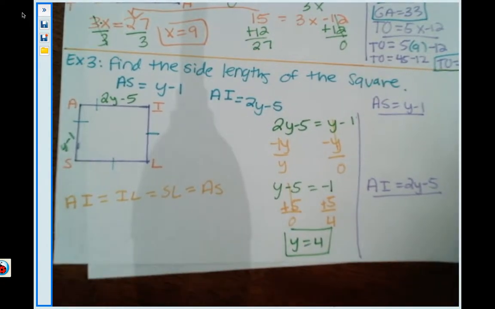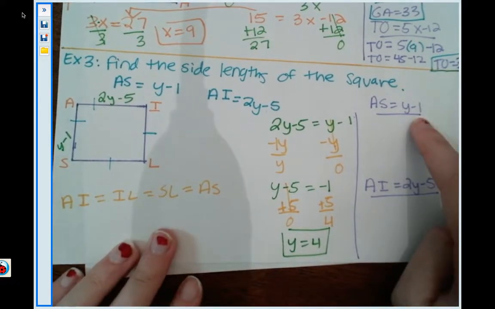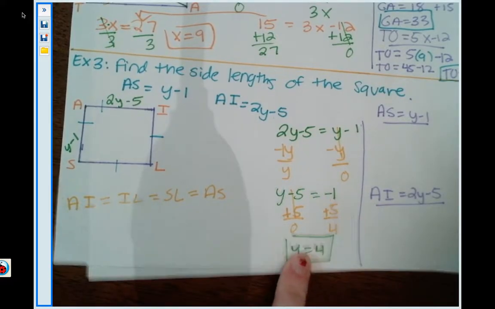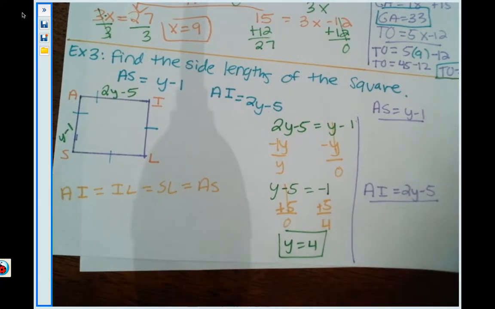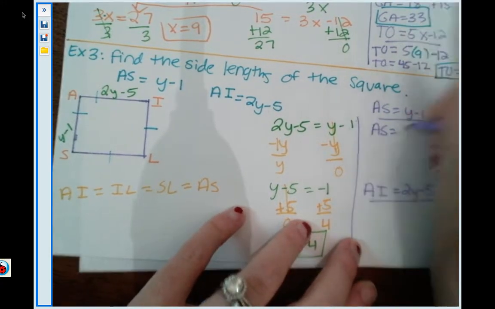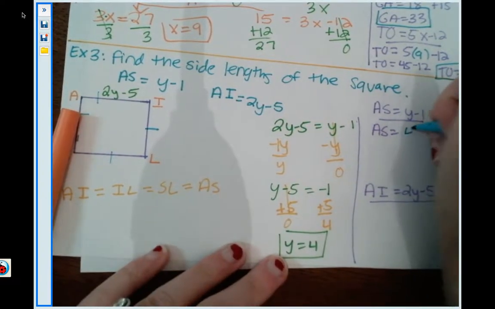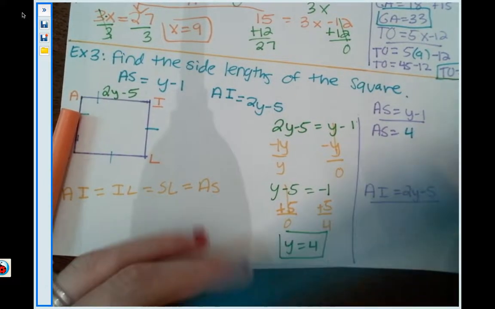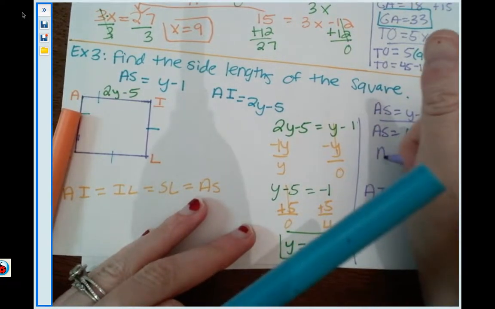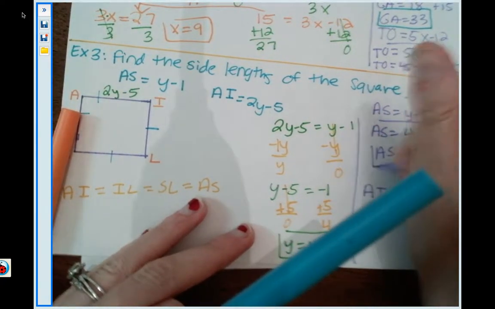Alrighty, so let's get to solving. Everywhere I spot a y, I'm going to replace it with a 4. So AS equals y, which is 4, so 4 minus 1. Guess what? 4 minus 1 gives us 3. So AS is 3. Yay!